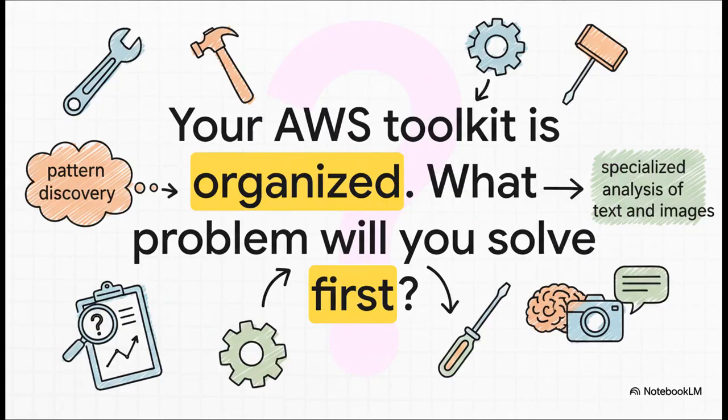So there you have it. Your AWS machine learning toolkit is no longer this big, scary, messy garage. It's organized. It's ready for you to build something amazing. So the only question I have for you is, now that you know how to find the right tool for the job, what problem are you going to solve first?